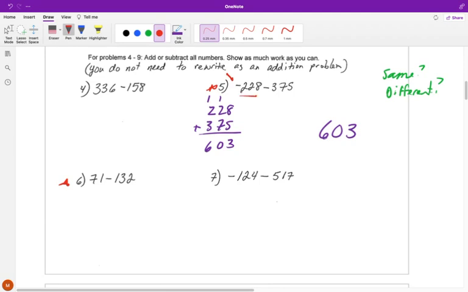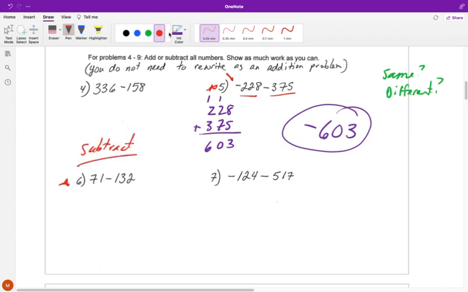And if you owe someone $228 and you borrow 375 more, your final answer is that you now owe them 603. Right? So we can disregard the signs to help us when we're adding or subtracting, but we just can't forget about the signs at the end. Right? So then here we go, same thing. Are the signs the same or different? Well, they're different. And when they're different, we're always going to subtract.